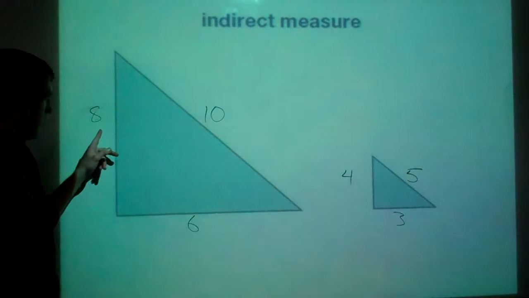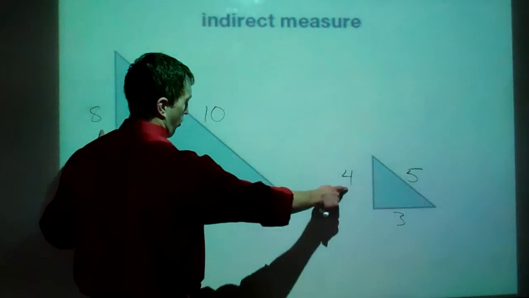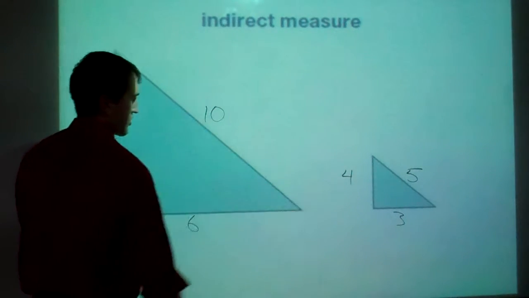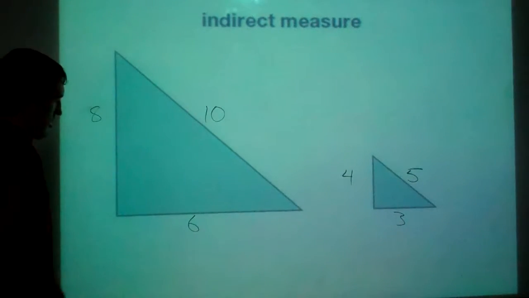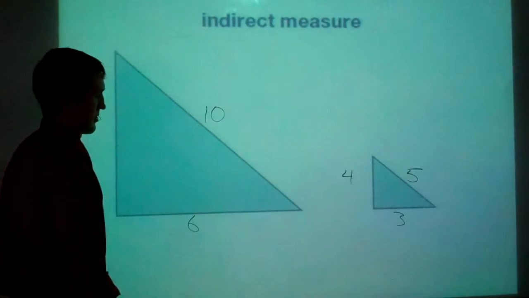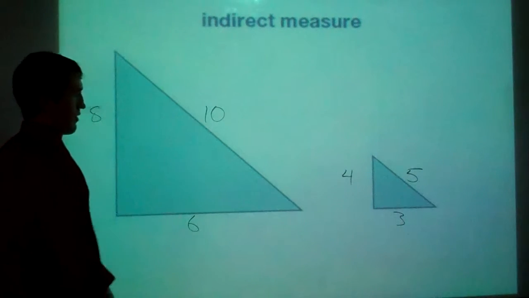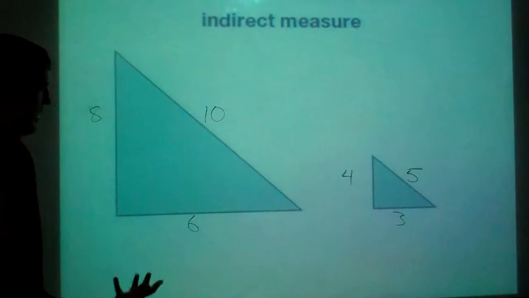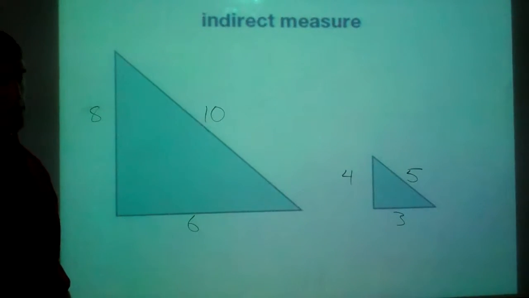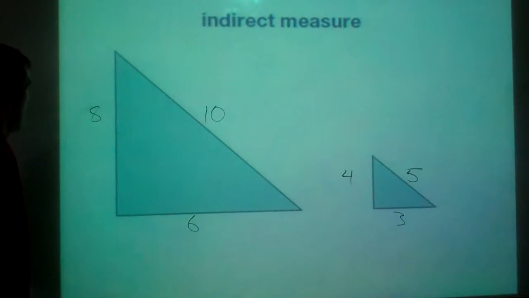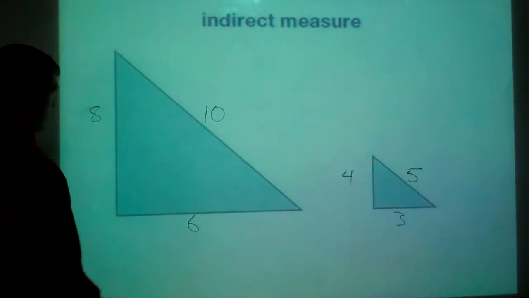So 8, and the side that corresponds to that is 4. 8 divided by 4 is 2. So if we do that with the other corresponding sides, we should get 2. 6 divided by 3 is also 2. 10 divided by 5 is also 2. And that's good. That means we're proportional. That's what proportional sides means with similar triangles.